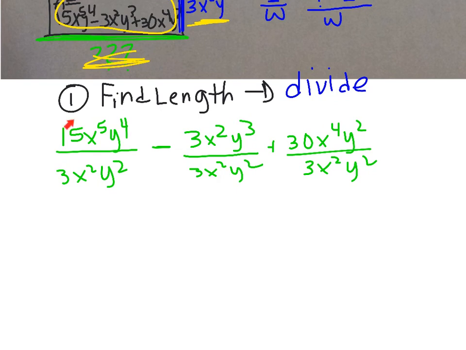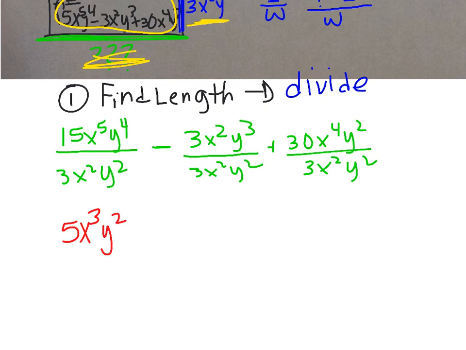So let's start here. 15 divided by 3 is 5. X to the 5th divided by x to the 2nd, remember same base, you subtract the exponents, so that's x to the 3rd. Y to the 4th divided by y to the 2nd is y to the 2nd.